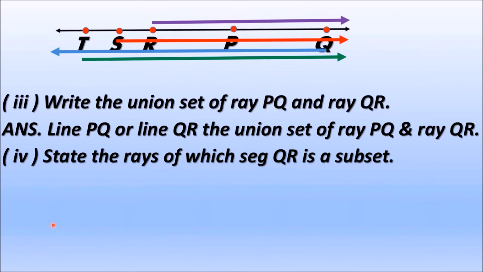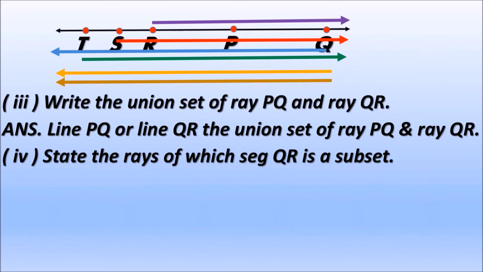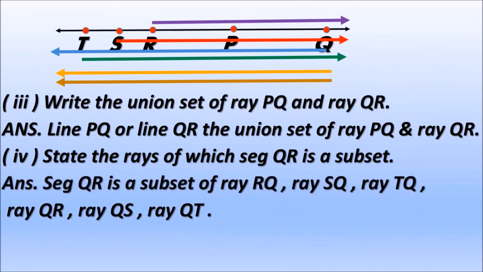Now here we have another ray, ray QT, and you can see that QR is part of this ray also. And here we have another ray, QS, and QR is a subset of this ray also. So here we have the answer: seg QR is a subset of ray RQ, ray SQ, ray TQ, ray QR, ray QS, and ray QT.